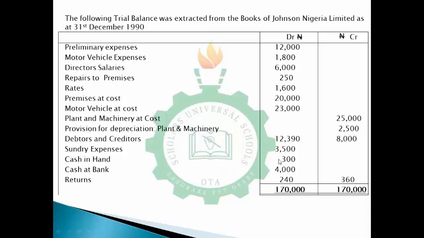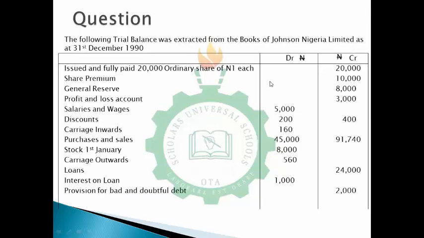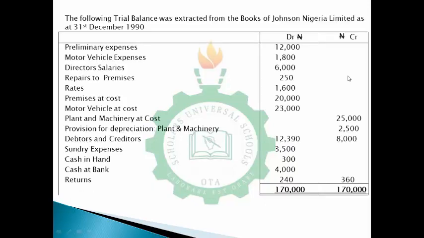Alright, and then don't forget that on your trial balance, you have your assets, purchases and expenses on the debit side, and on your credit side, you have your sales, income and liabilities. Now let's check this question together.